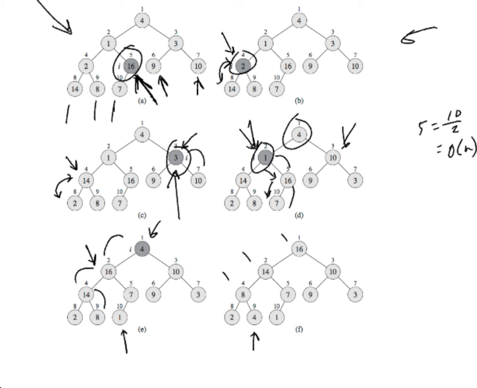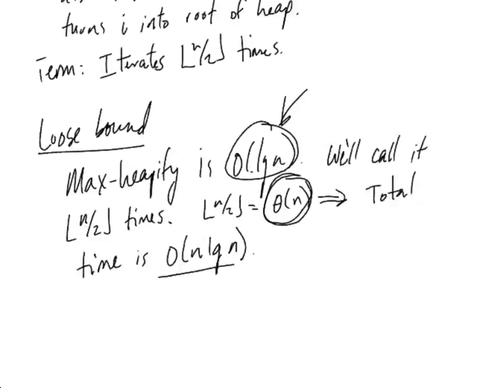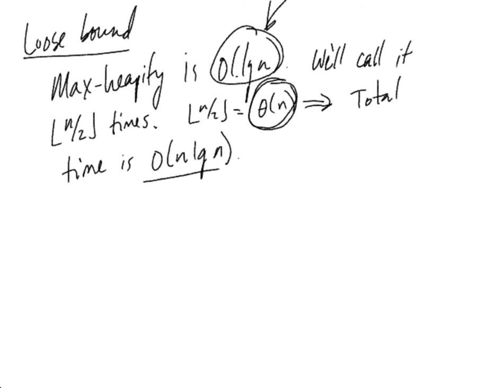And each time, let's take this example, it's going to swap approximately, in the worst case, log n times. So here, we're swapping log n times. For every node, each of these 5 nodes, we're doing log n swaps, and that gives us an n log n algorithm. Now, this bound is correct, but it's a loose bound.